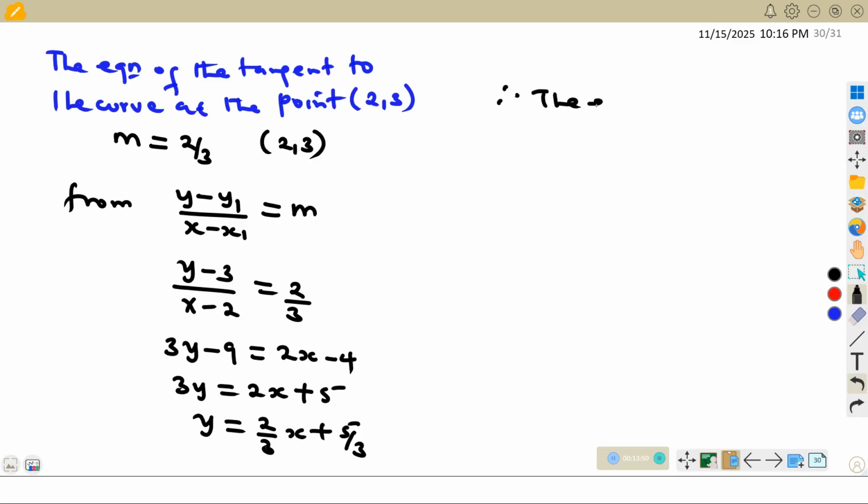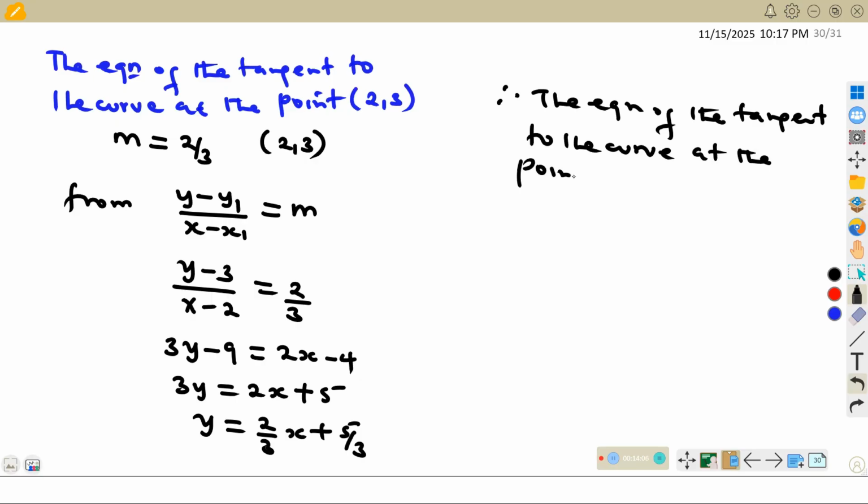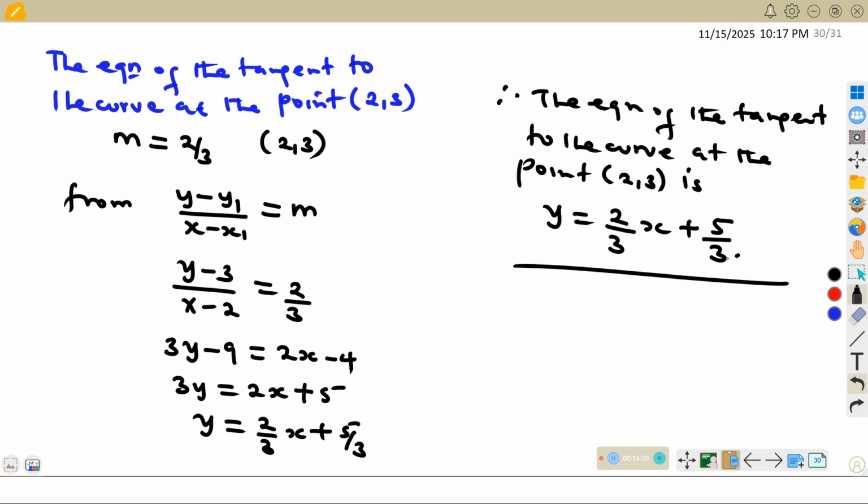Therefore, the equation of the tangent to the curve at the point 2 and 3 is y equal to 2 over 3 x plus 5 over 3. And that will be the required answer for 11 part B. So question 11 will be done.